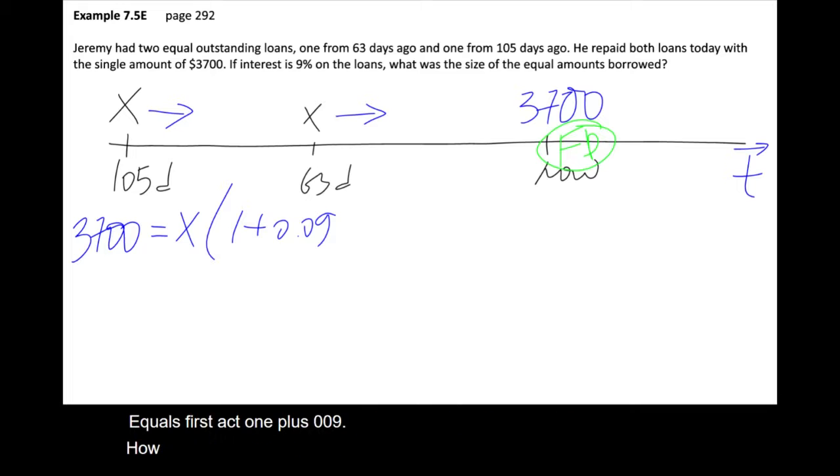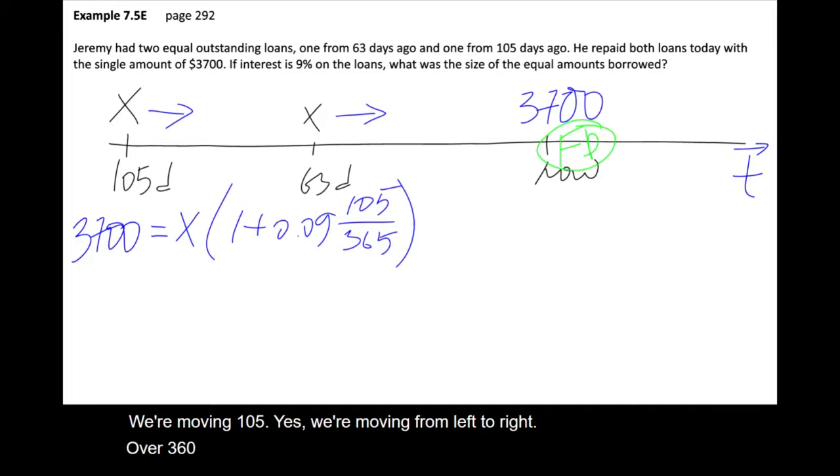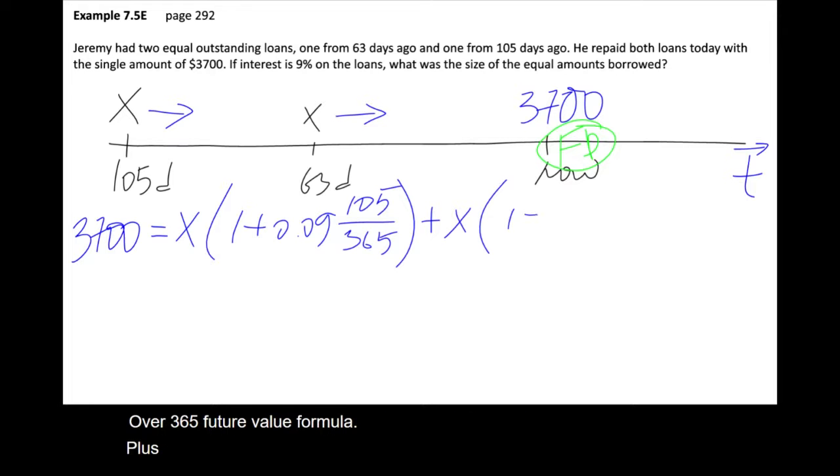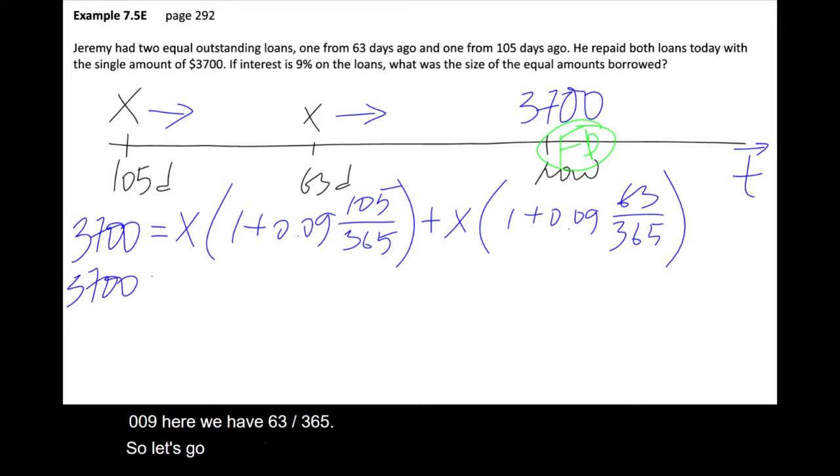How many days for the first x? 105. We're moving from left to right, 105 over 365. Future value formula, plus second loan, 0.09. Here we have 63 over 365. So let's calculate everything that is possible.